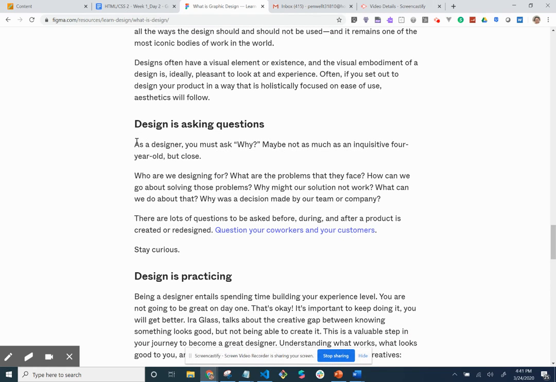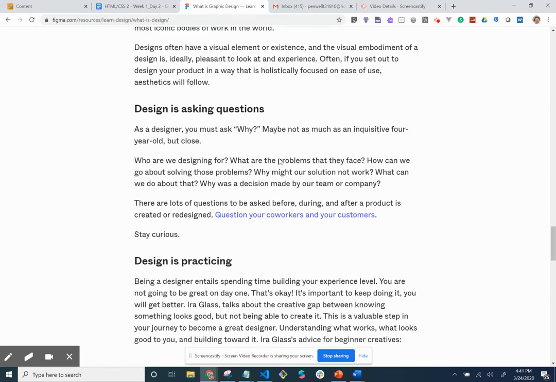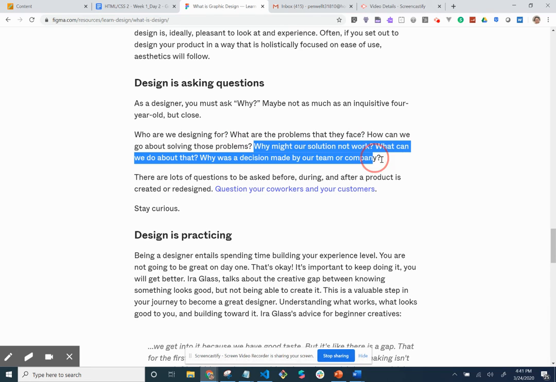Design is asking questions. As a designer, you must ask why. Maybe not as much as an inquisitive 4-year-old, but close. Who are we designing for? What are the problems that they face? How can we go about solving those problems? Why might our solution not work? What can we do about it? Why was a decision made by our company or team?